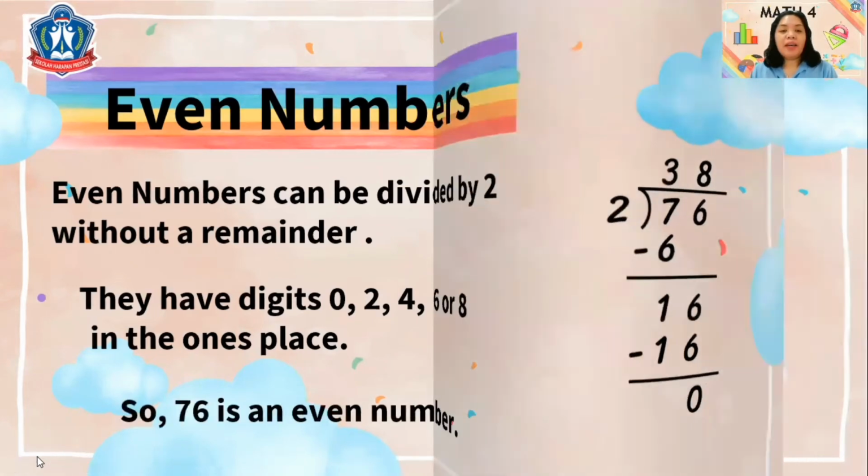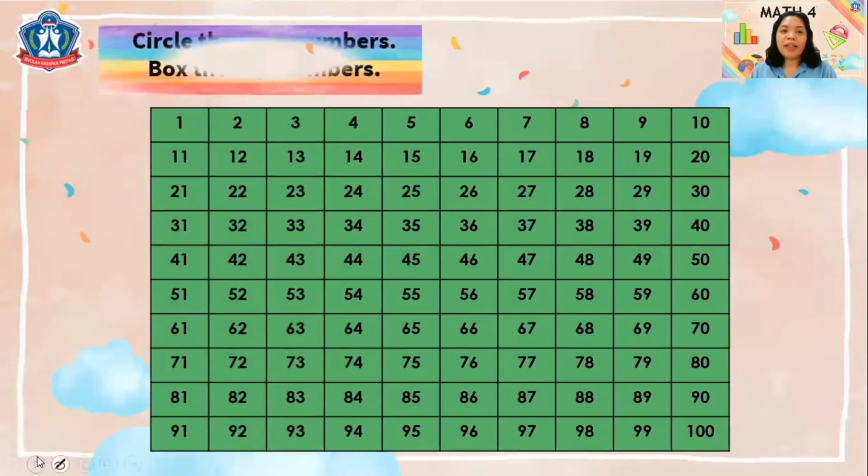Okay. Now I have here a table of 100. Let's try to circle the even numbers and box the odd numbers. So in this example, I will not circle all the even numbers and box the odd numbers. I will just show you some examples. So during our Zoom meeting, we will try. Okay, I will circle some even numbers.